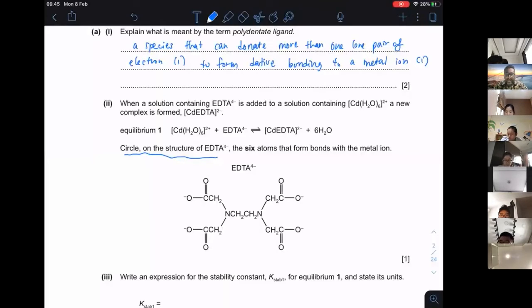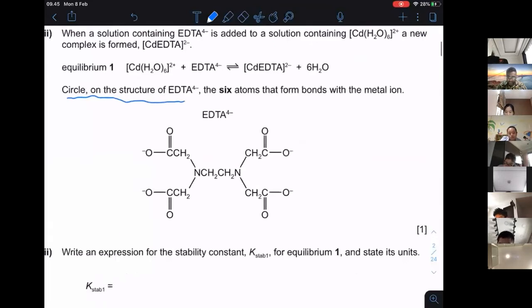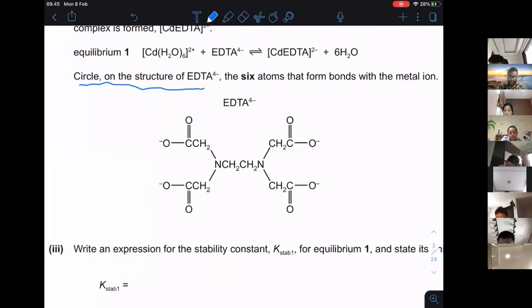The 6 atoms that we want to form the bonds. Victoria, can you help us out? What are the 6 atoms that will form the bond with the metal ion? Is it the oxygen? So there are 4 oxygen and 2 nitrogen, and all of them will donate the lone pair. The question is there are a total of 8 oxygen over here. Which one will be selected, Charlton? Is it the O negative, or the one which has C double bond O? The negative one. Okay, very good.